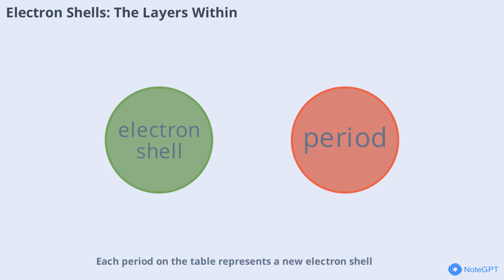Each period on the table represents a new electron shell. As you move down the table, atoms gain more shells, making them larger and changing their chemical properties. This layering is crucial for understanding why elements behave the way they do.